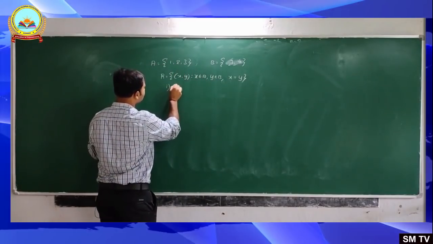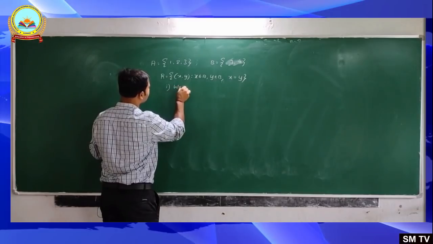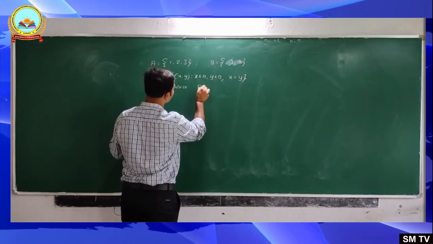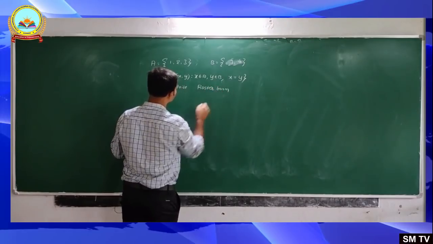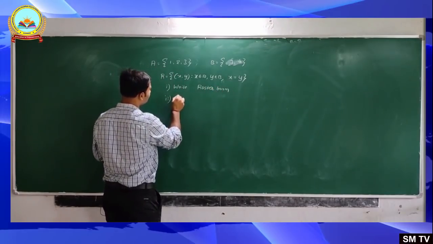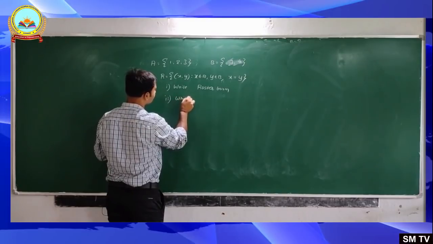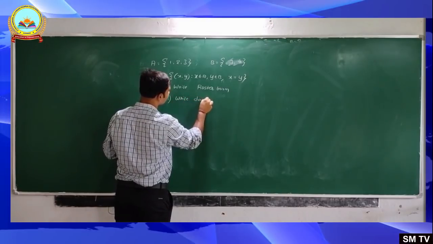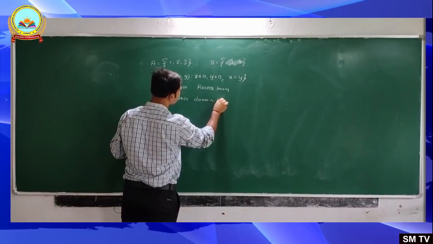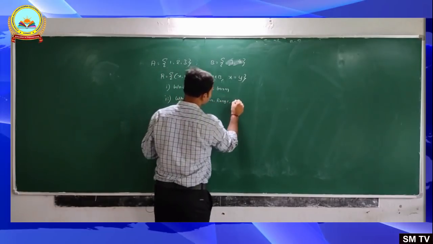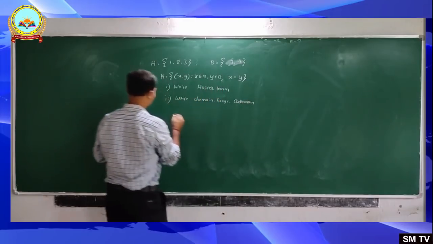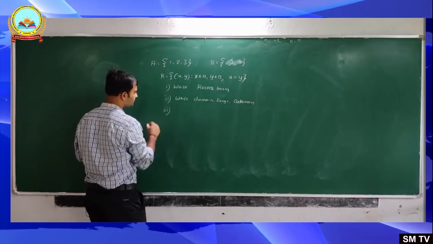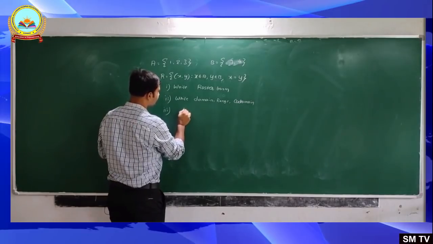So first write the roster form, write the domain, range, codomain, and write the arrow diagram.